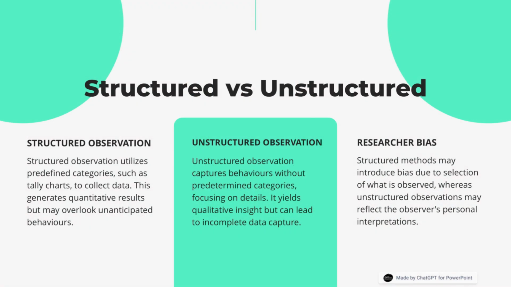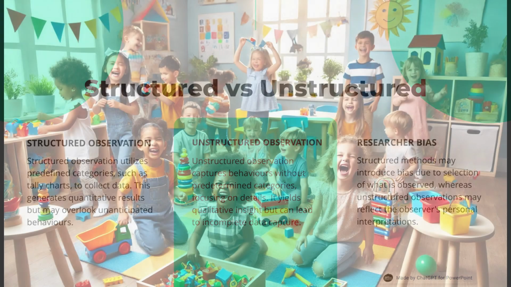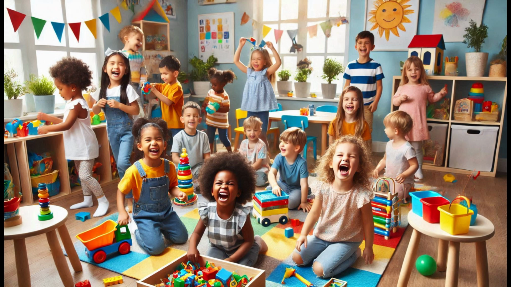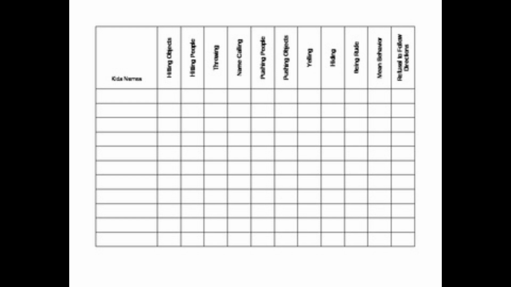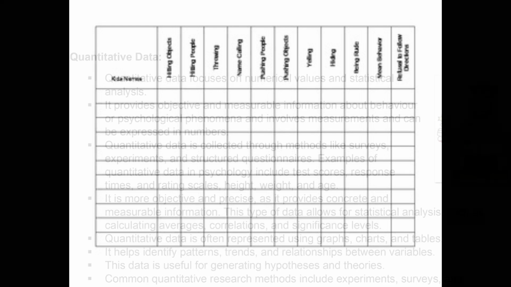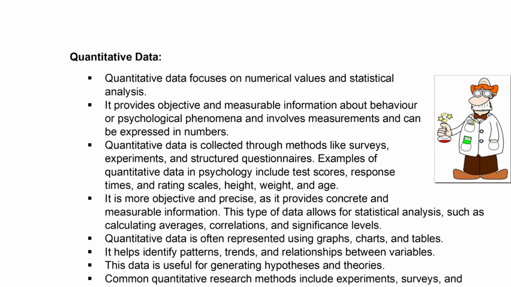So what are the main differences between a structured and an unstructured observation? A structured observation usually involves a tally chart. So the researcher has decided beforehand what sort of behaviour they're looking at. For example, if we're looking at aggressive behaviour in children, we might look for hitting, kicking, verbal aggression, etc. And what the researcher does is simply tick it off on the tally chart when they see it. So structured observation generally generates quantitative data, which is really easy to analyse.